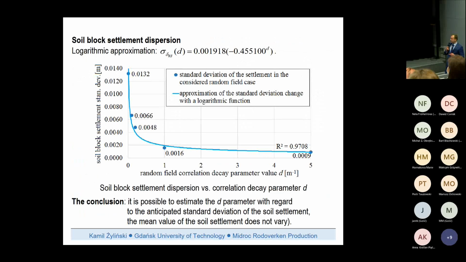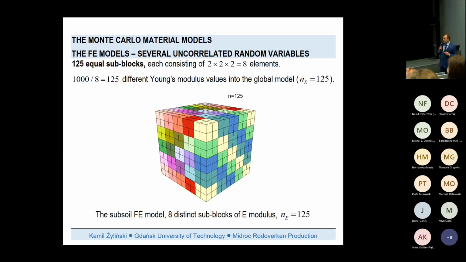So this diagram was derived to see the dependency and the impact between the different decay parameters and the standard deviation, and it was approximated by a logarithmic function. But this diagram actually tells us there's a necessity to use a different kind of approach, which was implemented here. And this subregion was divided into 125 elements, 8 by 8, 8 in each one.